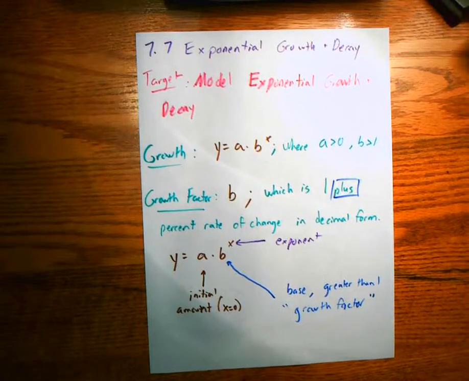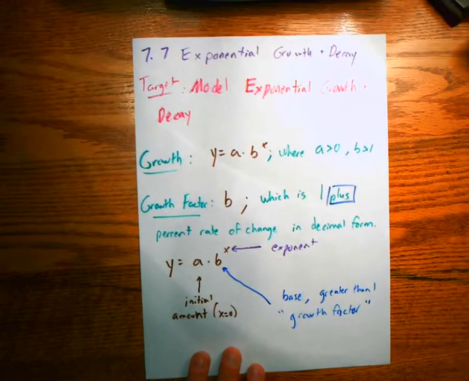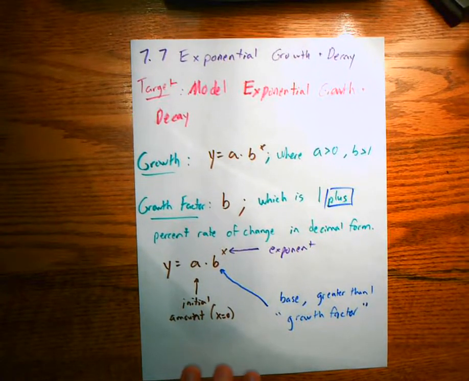Hello, this video is on section 7.7, which I do believe is the last one of this chapter, titled Exponential Growth and Decay. And the target, as you would expect, is very self-explanatory from the section title: to model exponential growth and decay. So the first type that we're going to talk about is growth.